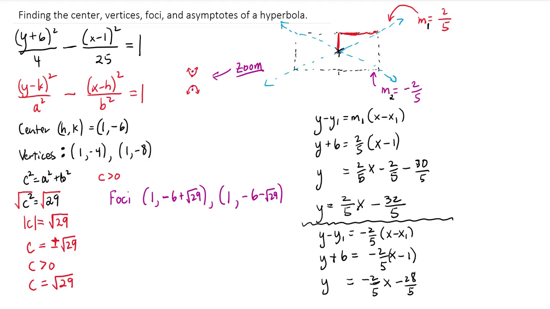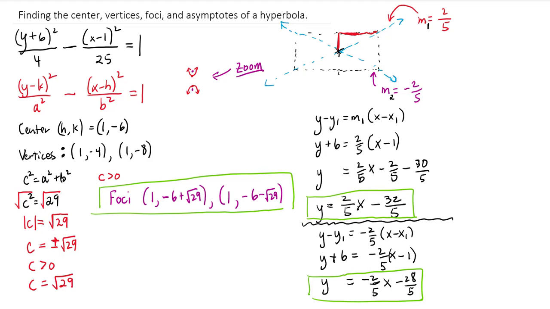Why don't we go ahead and box our answers? So there's an asymptote. Here's an asymptote. Here are the foci. Here are the vertices. And here's the center as well. So we're able to analyze and identify everything on this hyperbola.